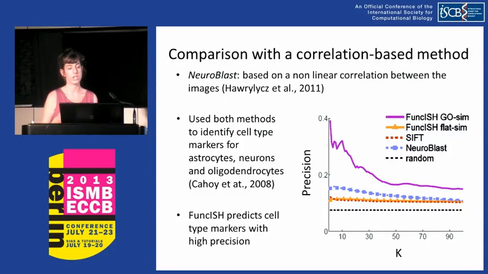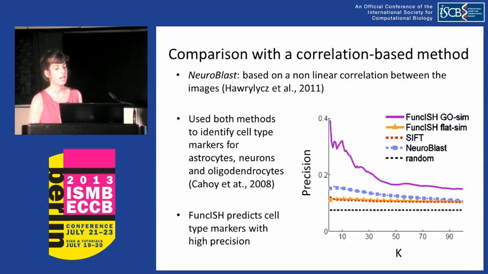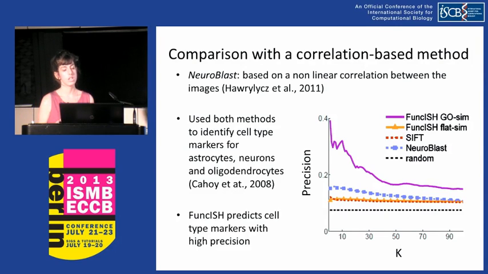But the real question is, how does our method compare with a previous method that was designed to find similarities between these images? This method is called Neuroblast, and it was developed by the Allen people. It's available on their website, and it's based on a mapping of the images to a reference atlas, and then a nonlinear spatial correlation between the images. So it's a very different method, and we used both methods to try and identify cell type markers for neural cell types: neurons, astrocytes, and oligodendrocytes.